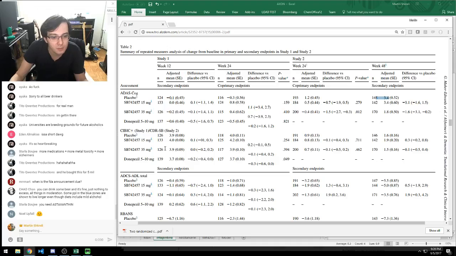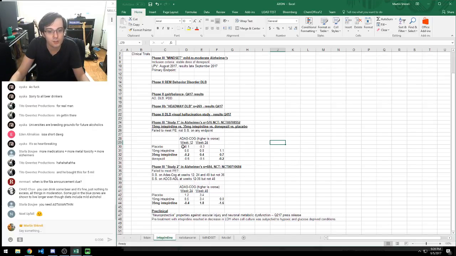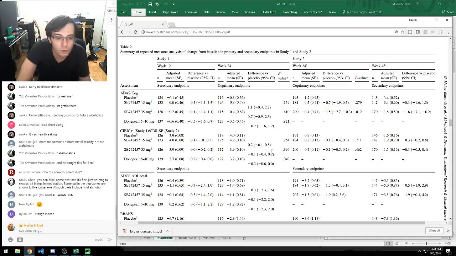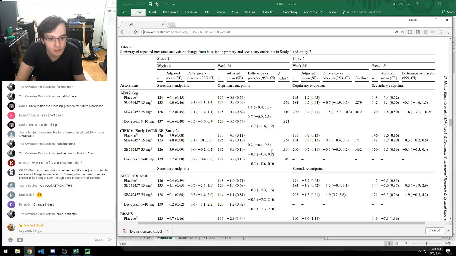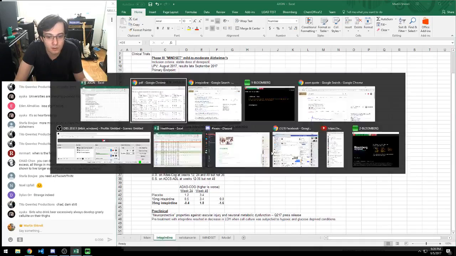So then you have the second piece, which is the CDR sum of boxes, or CIBIC, is another way to do the clinical trial. So I'm going to copy paste again, kind of do the same analysis except doing this scale, which is the CIBIC plus. All right, so for the CIBIC plus, patients in placebo had a 3.9 at week 12.